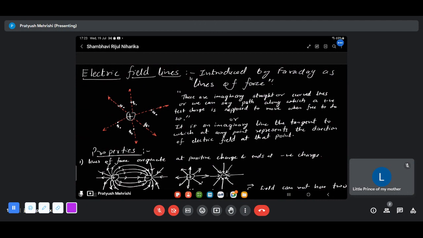Getting it? How much force will be appearing on a charged particle when it will be kept in the electric field at that particular point. This is defined as electric field, and electric field lines are nothing but a representation of electric field, is it not? So these can also be called lines of force.